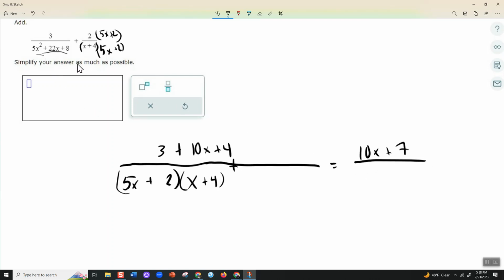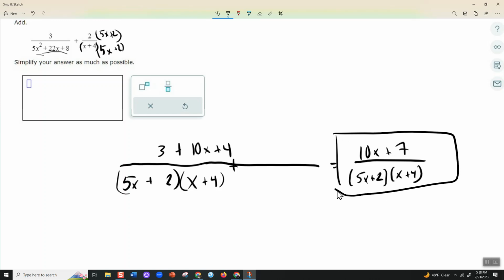You could put it in trinomial form or factored form. I like factored form better. 5x plus 2, x plus 4. Here we go.